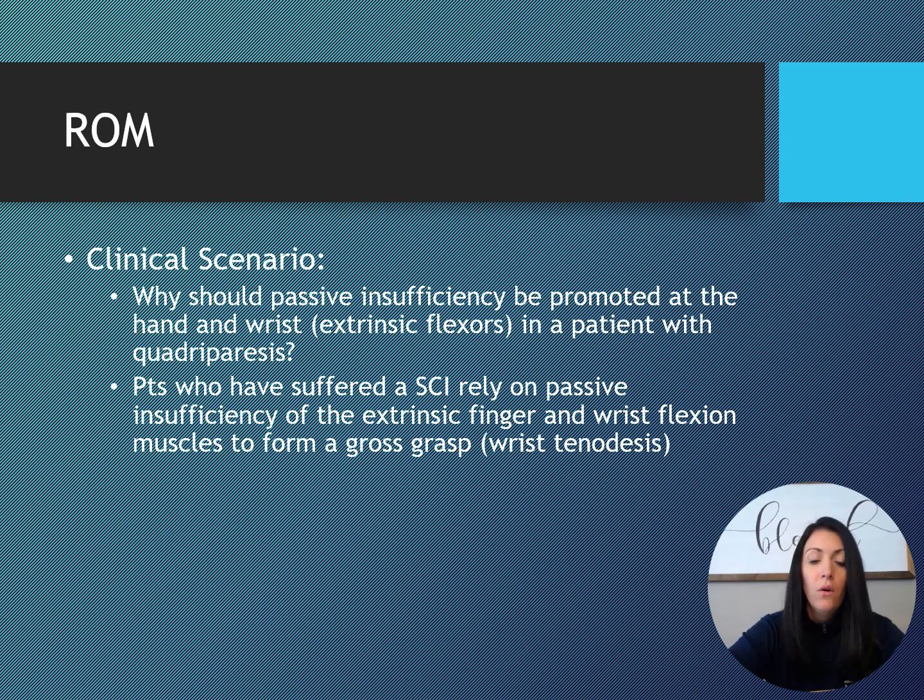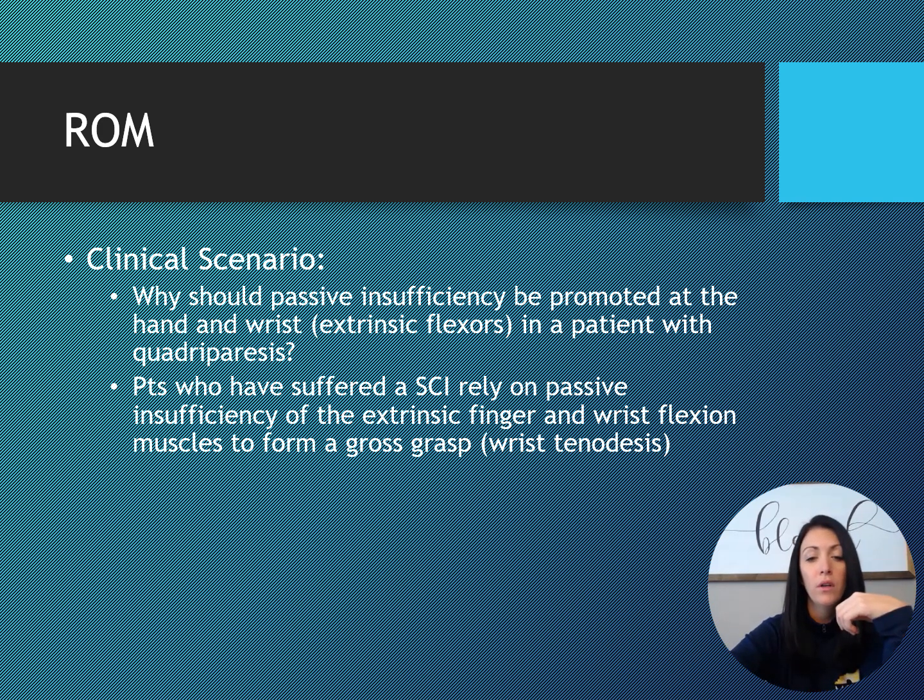So, why should passive insufficiency be promoted for the hand and wrist extensors in a patient with quadriparesis? By putting the wrist in passive insufficiency, they could maybe handle a spoon, right? If you do wrist extension, then the fingers are automatically going to flex, and they could do things like holding a hairbrush, different things that you can perform.